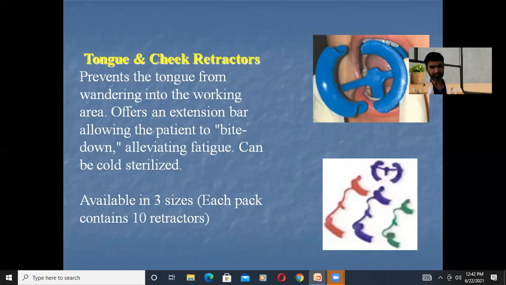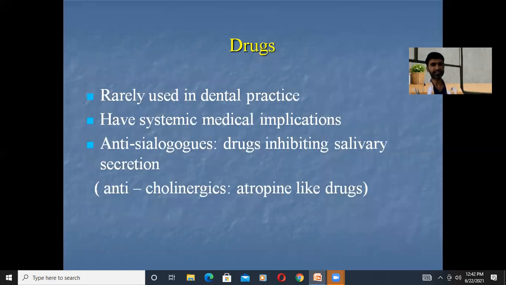Tongue and cheek retractors prevent the tongue from wandering onto the working area, and offer an extension bar allowing the patient to rest, alleviating fatigue. It can be costly, available in 3 sizes, and each pack contains 10 retractors.